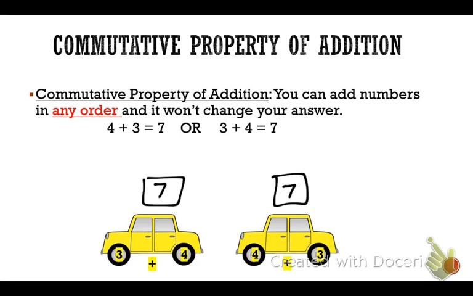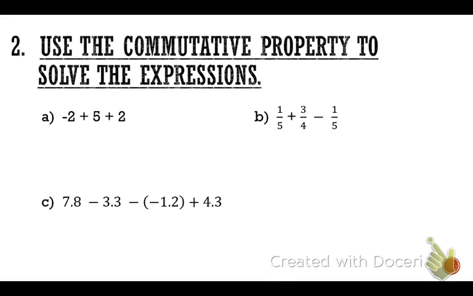not change your answer. So when you are commuting, you are driving or moving to a different place, commutative property simply says you can move the numbers around without changing the answer. So let's go ahead and do a few examples like this. We're using the commutative property, or the property that tells me I'm allowed to move numbers around, to solve the expression. Does anybody see a number that you think should be moved around in my first example?